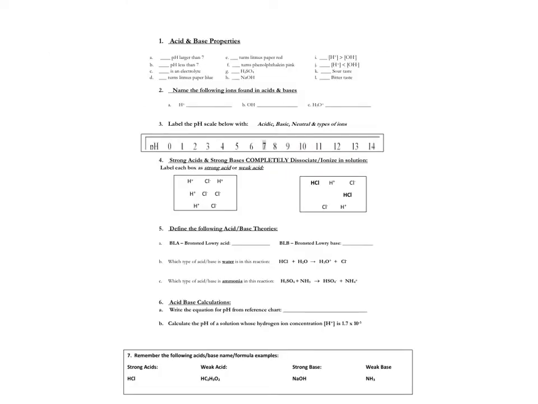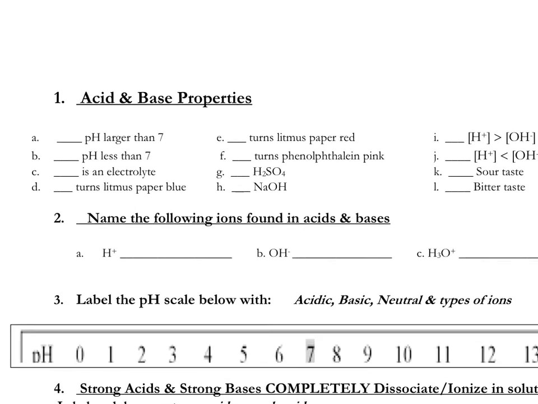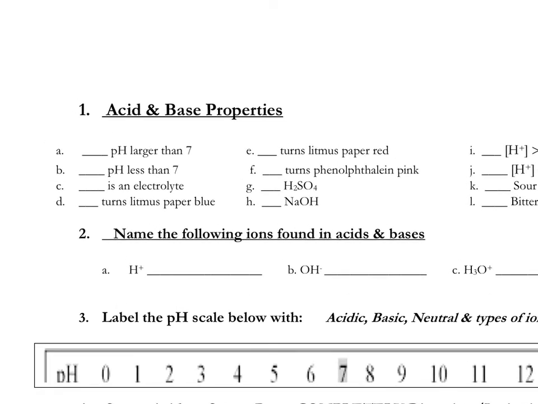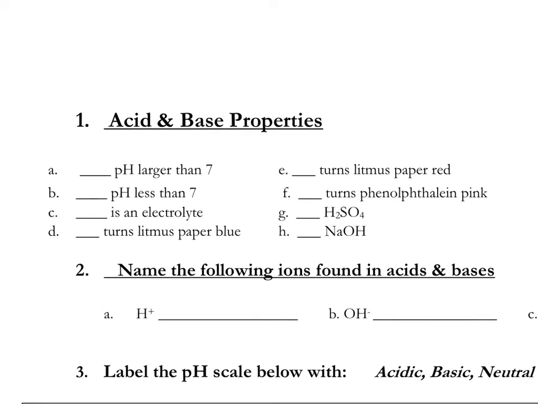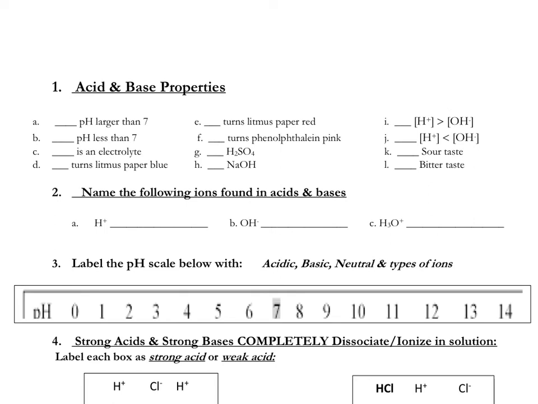All right, moving on to the back, we're going to talk a little bit about acids and bases, identifying basic properties here. Starting with letter A, pH larger than 7. Anything with a pH greater than 7 is definitely a base. Anything with a pH less than 7 is definitely an acid. Electrolytes: strong electrolytes could be strong acids, and strong electrolytes could also be strong bases, so that is both.